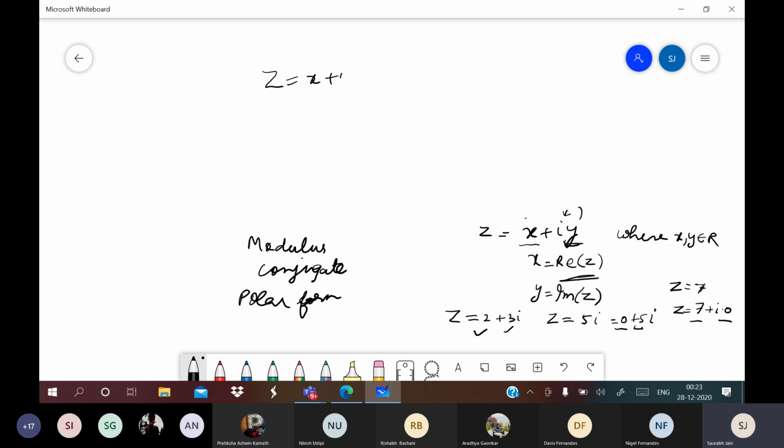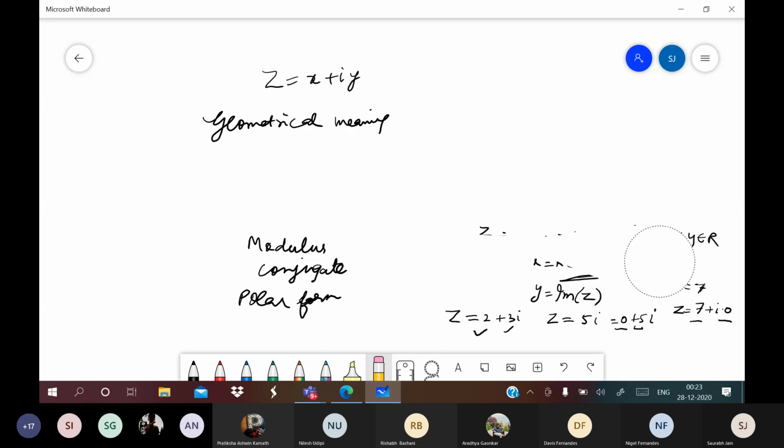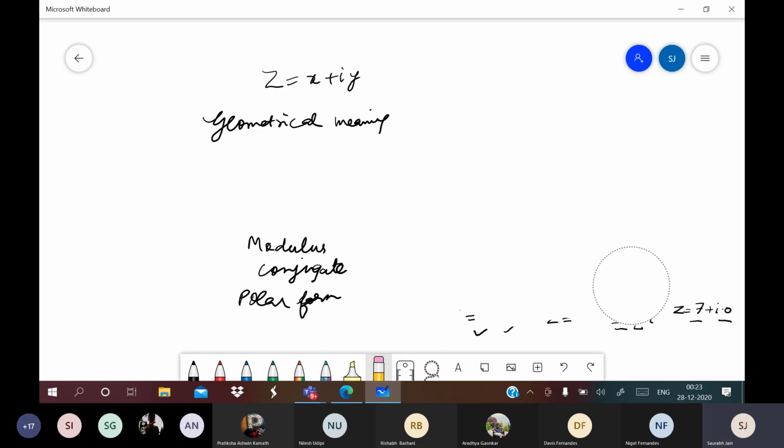Geometrical meaning. The term is geometrical meaning. Do you remember anything about this? Any one of you? Geometrical meaning? Do you remember anything called Argand plane? Anything called Argand plane? And then what is complex number there?